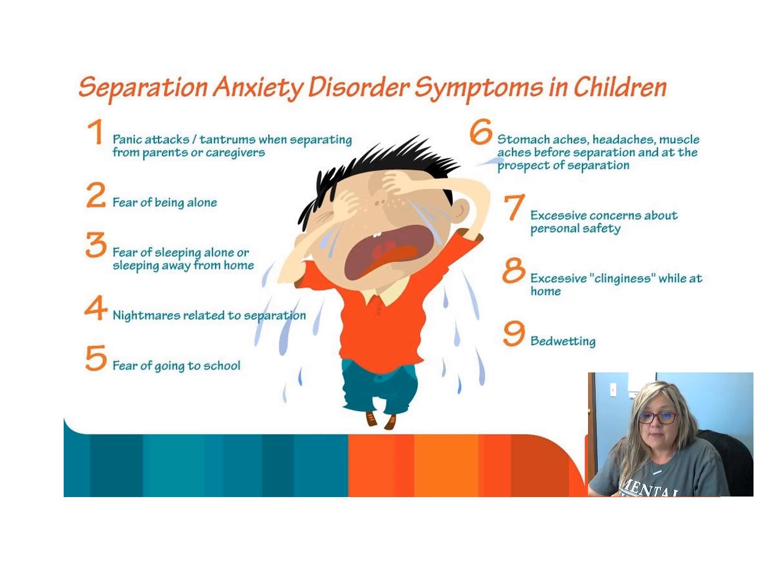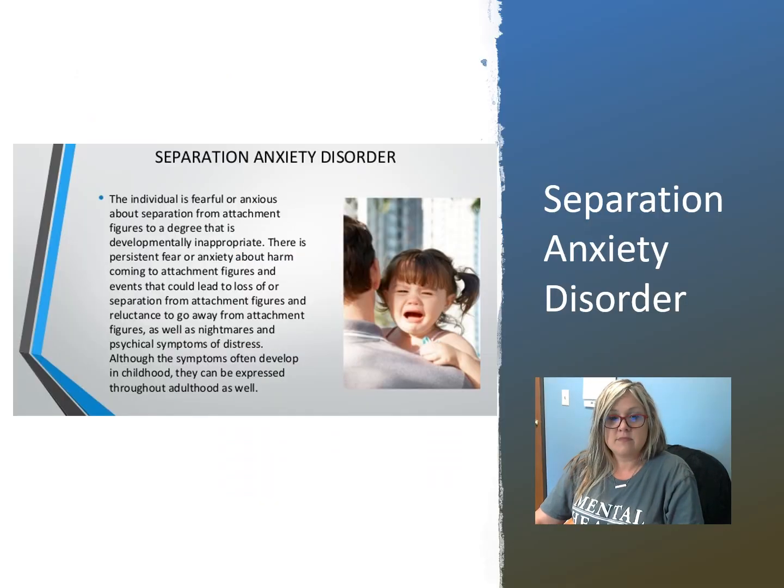In children, they can also express some of these concerns. They could start having panic attacks, throwing temper tantrums, have a fear of being alone, fear of going to sleep, having nightmares as well. They could fear going to school. They could complain of stomach aches, headaches, muscle aches. They might be more concerned about their safety. They might start being extra clingy, and they might start wetting the bed. Look at that little girl.